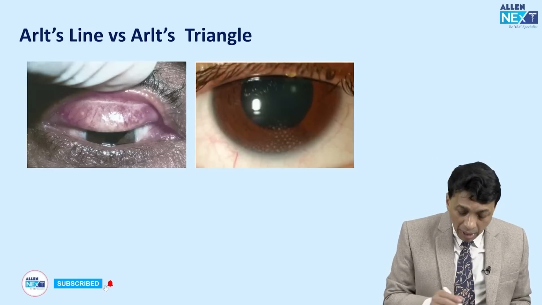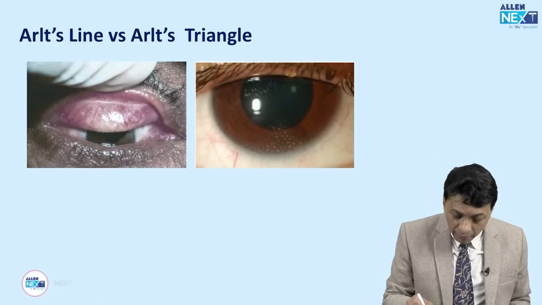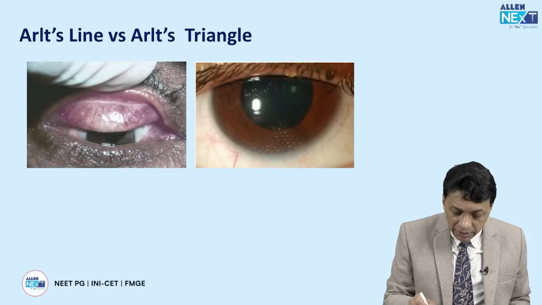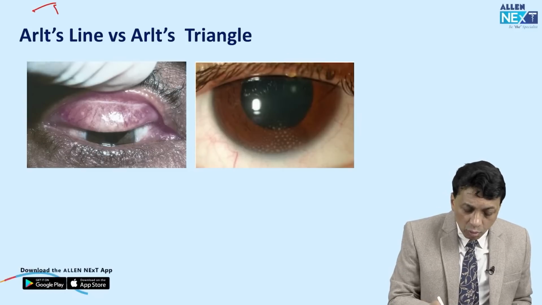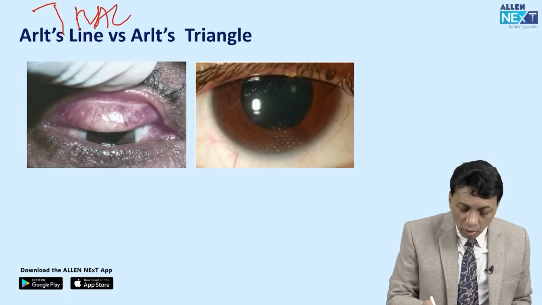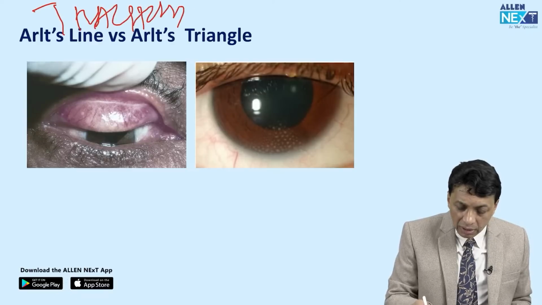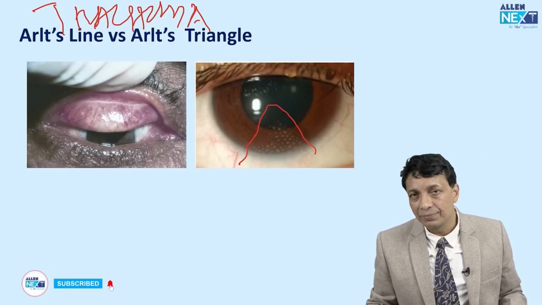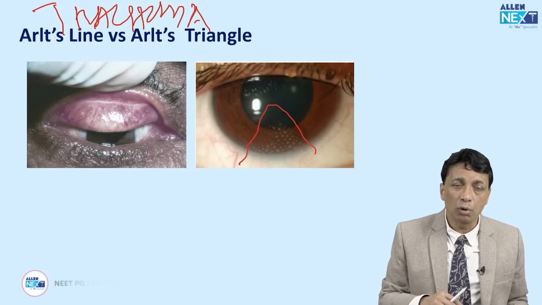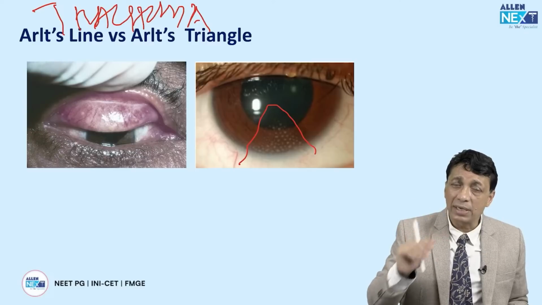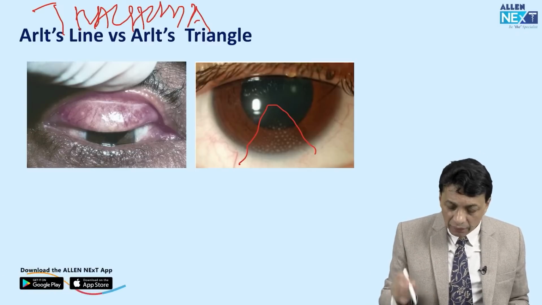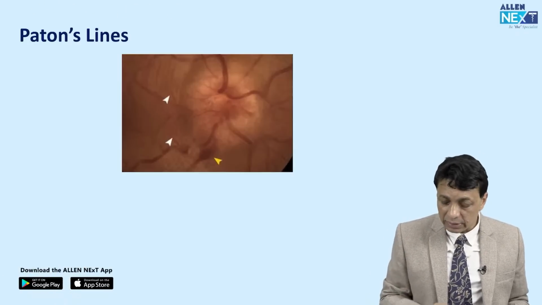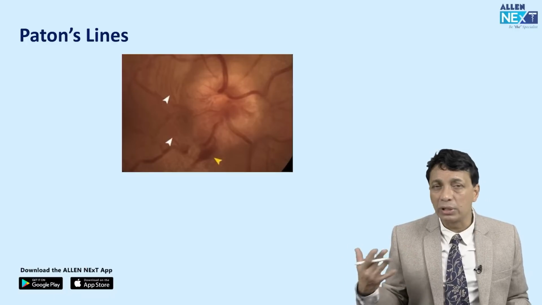Arlt's line. Remember, Arlt's line is the white line, a fibrotic scar on the palpebral conjunctiva, seen in trachoma. Not to be confused with Arlt's triangle, where the KPs get attached in the inferior triangle of the cornea in anterior uveitis. So Arlt's line versus Arlt's triangle. Okay, so all these are points of literal potential confusion.